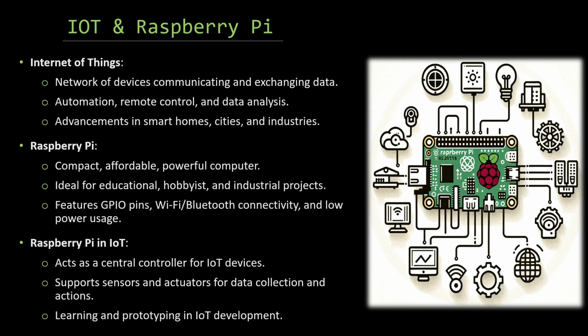Raspberry Pi is one of the best microcontrollers that's being used for IoT application development. It is a compact, affordable, and powerful computer. You can get a Raspberry Pi for yourself for around 50 bucks. It's ideal for educational purposes, whether you are a hobbyist, and for industrial projects as well. Raspberry Pi features built-in Wi-Fi and Bluetooth for seamless connectivity. It consumes less power compared to our traditional computers.